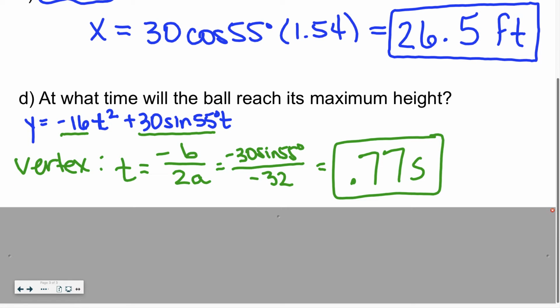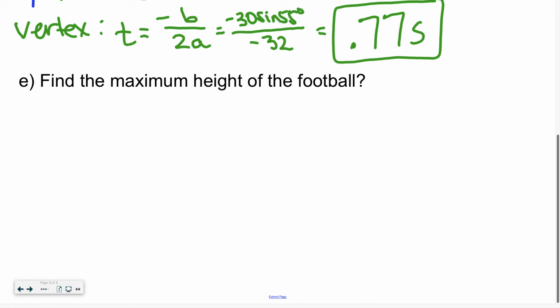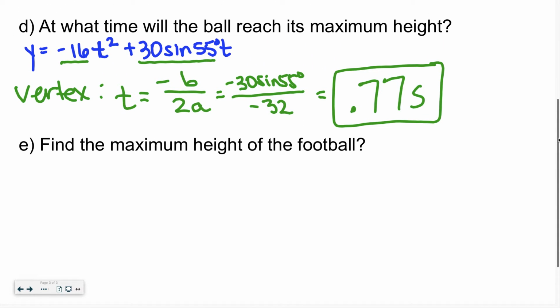Okay? All right. Last thing I want to talk about up here on the board is finding the maximum height of the football. Okay? Well, what did we just find? We just found when it reaches its maximum height. Now I'm asking you for the maximum height, so what should we do? Use this time and plug it in for which? For the y.